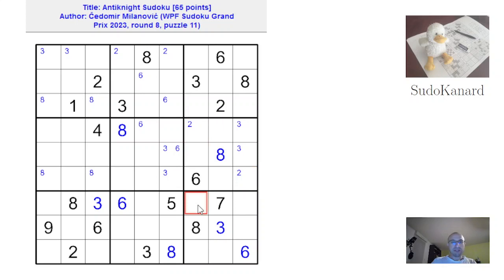And this can't be a 2 anymore, because this cell sees this one and this one. So 2 has to be here. Finally, we can remove this option and put a 2 in this cell.